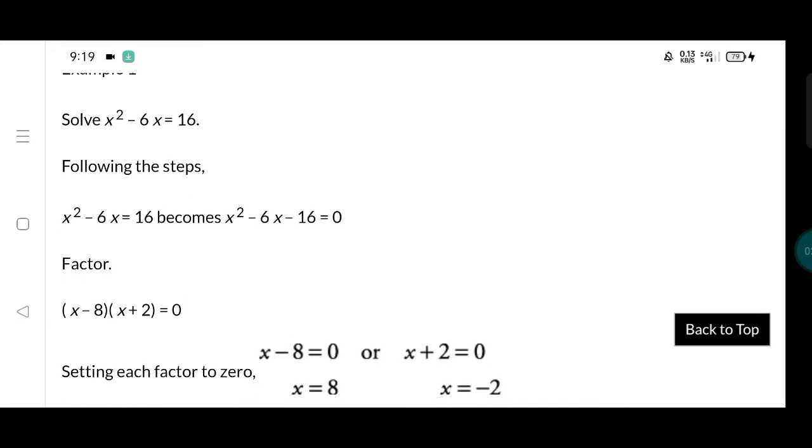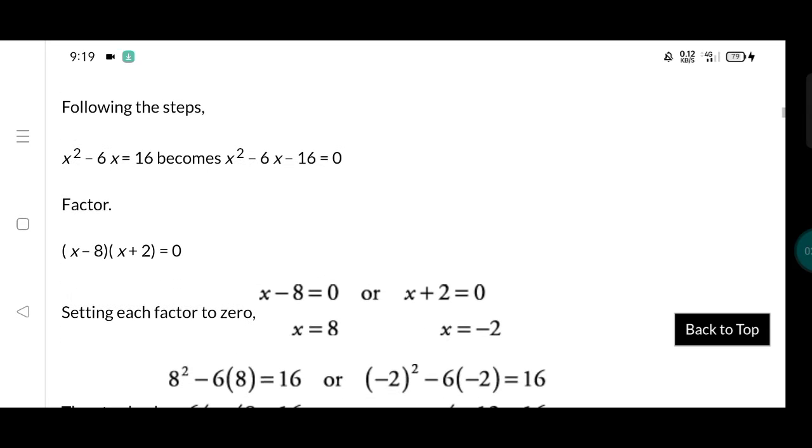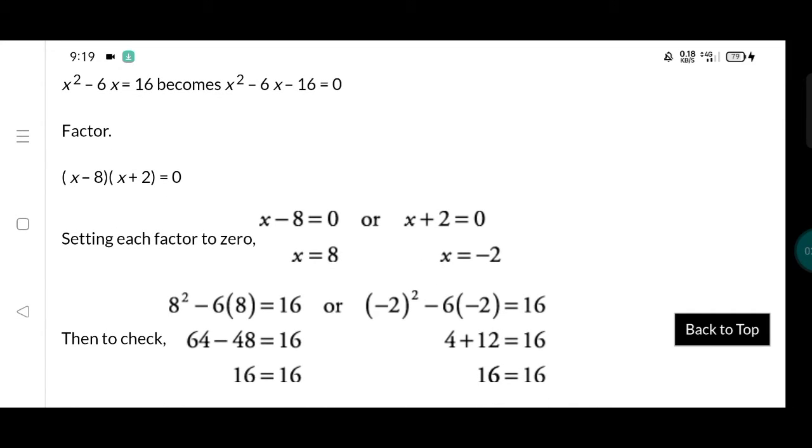You have two solutions for this: x minus 8 equal to 0 or x plus 2 equal to 0. Setting each factor to 0, x is equal to 8 and x equals negative 2. So let's do a substitution to check.